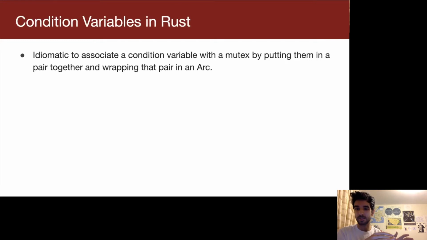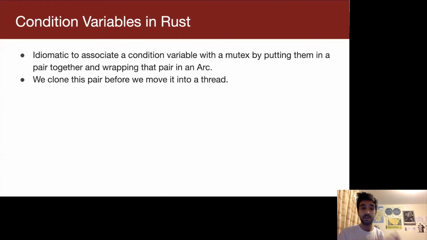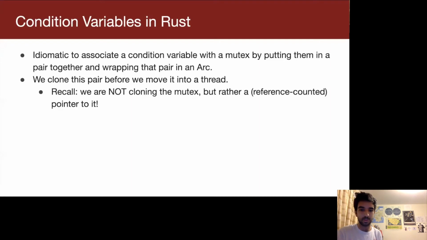Does that make sense so far at a high level? Okay. So continuing forward, you have to clone that pair before you move it into a thread. And if a pair contains two things that are clonable, then we can just clone the entire thing. And really, when I say pair, it's like the arc. We're cloning the arc, is one way to think of it there.